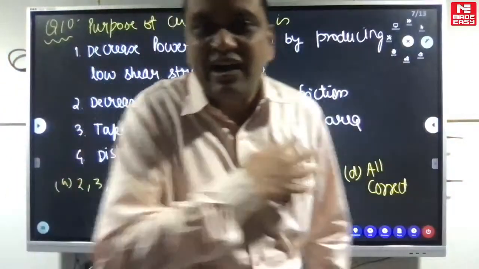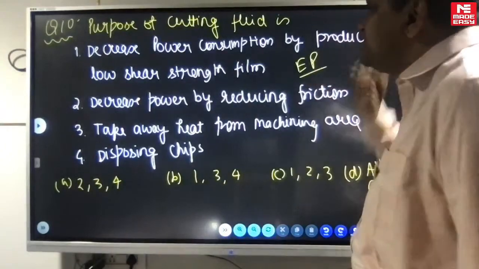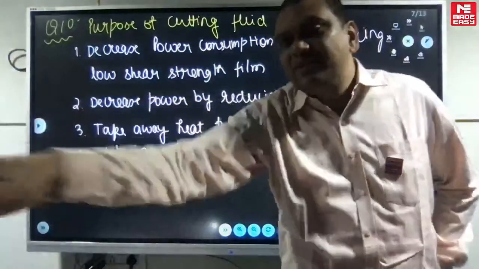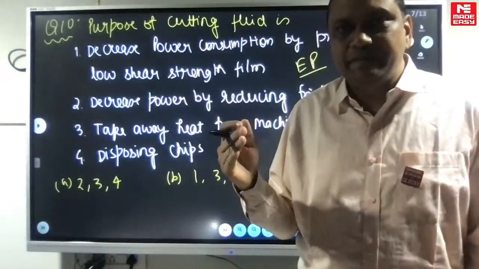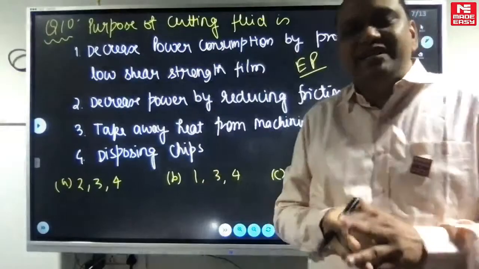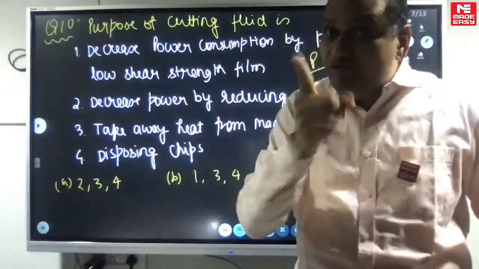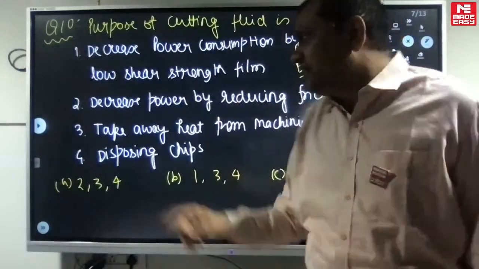In cutting fluid, there are extreme pressure additives. There are EP additives like chlorine, sulfur, phosphorus. So when we are throwing the cutting fluid in the machining area, these EP additives react with the manganese present in the material and produce a low shear strength film. So first statement is correct.